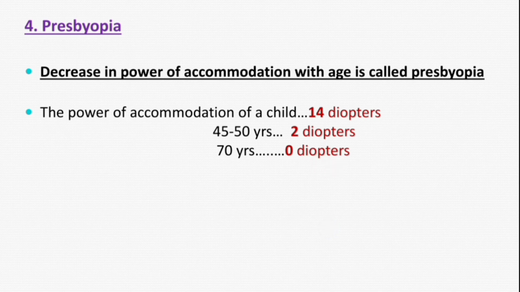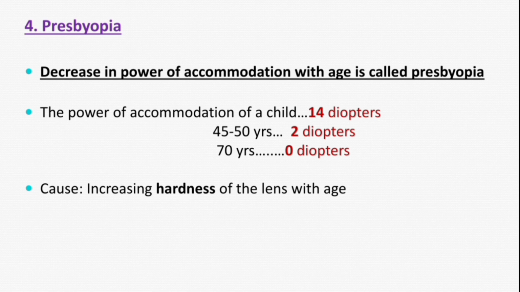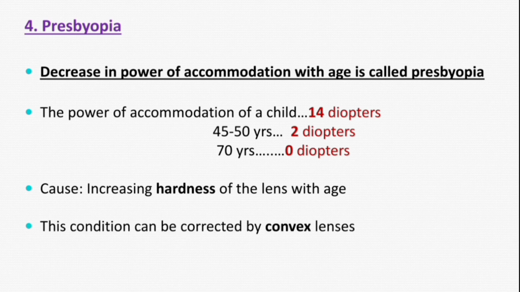Basically, presbyopia occurs because of increasing hardness of the lens with age, because with advancing age, the proteins of the lens are modified and get denatured. Just like hyperopia, presbyopia can also be corrected by using a convex lens.